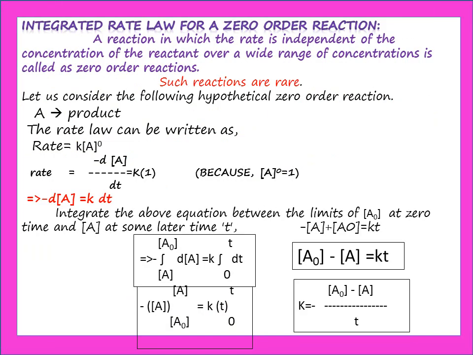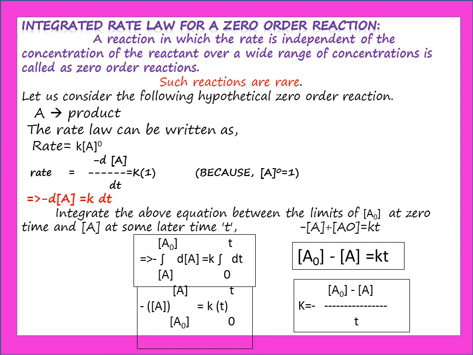What is a first order reaction? A reaction whose rate depends on concentration of any one of the reactant. What is a zero order reaction? A reaction whose rate does not depend on the concentration of the reactant. A reaction in which the rate is independent of the concentration of the reactant over a wide range of concentration is called zero order reaction. That means reactant concentration will not affect the rate of the reaction, but such reactions are very rare.